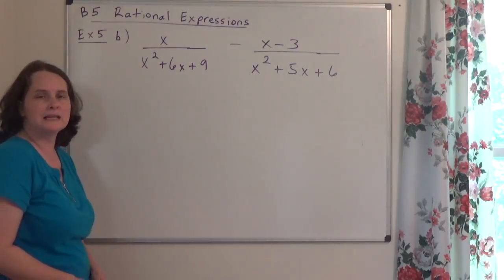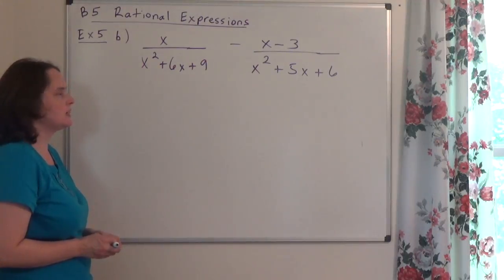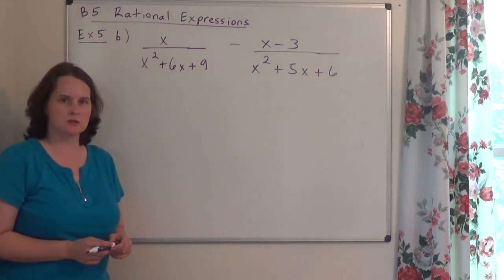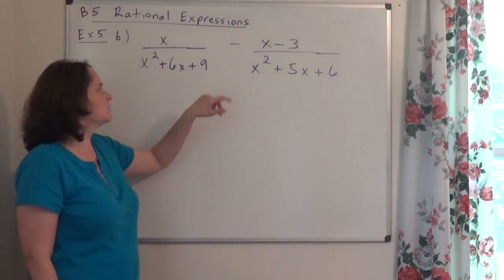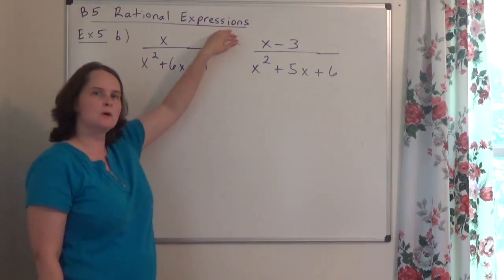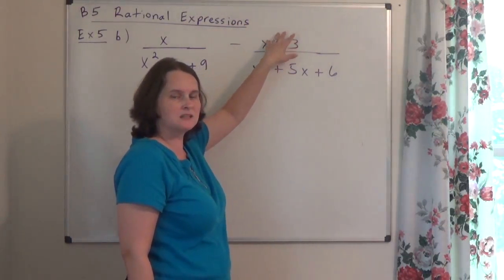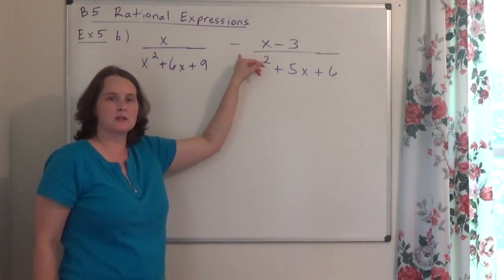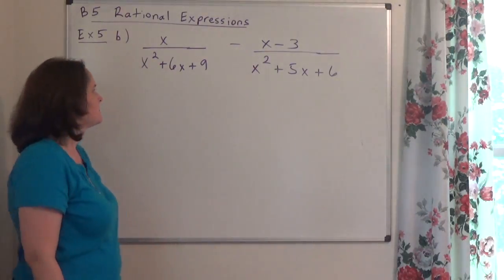Example 5, part B. This time we're subtracting. We still need to factor our denominators and find the LCD. The key difference that you have to be careful of when you're subtracting rational expressions is that at some point in the problem, you're going to be distributing a negative through multiple things. Sometimes those things have to be distributed, and you've got to pay close attention to that negative and make sure that it ends up where it needs to be. That's going to be the trickiest part about these.